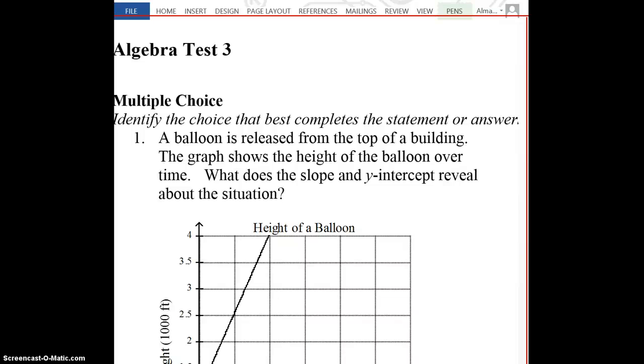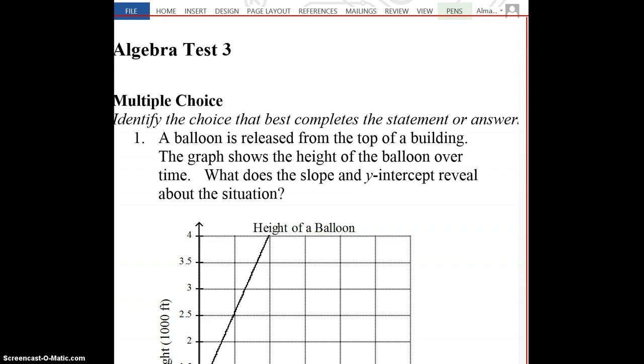Okay guys, so today we're going to go over test 3 and I'm going to do some of the questions on this part 1 of the video and the rest will be in part 2. The first question, number 1, a balloon is released from the top of a building. The graph shows the height of the balloon over time. What does the slope and y-intercept reveal about the situation?